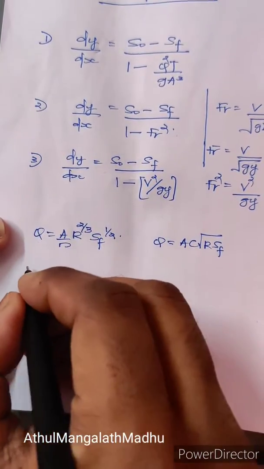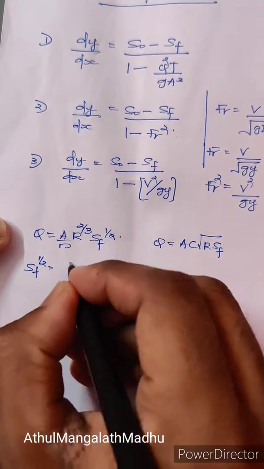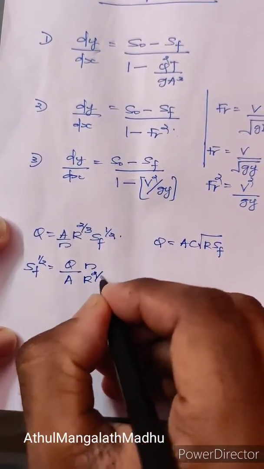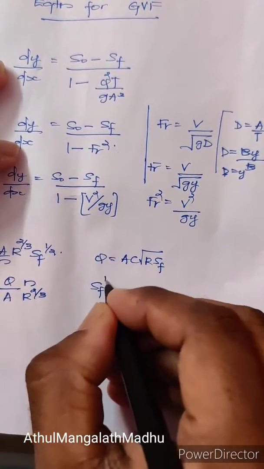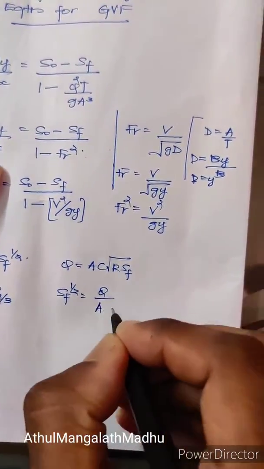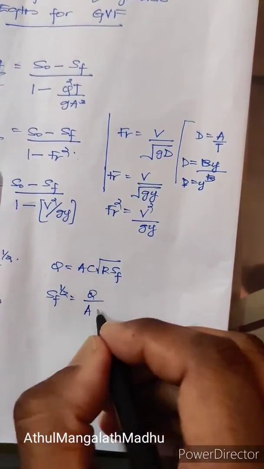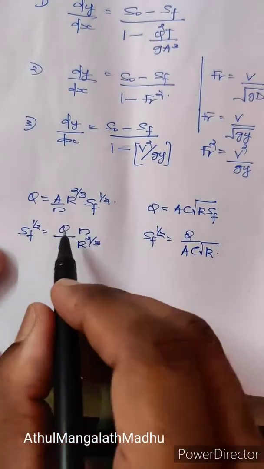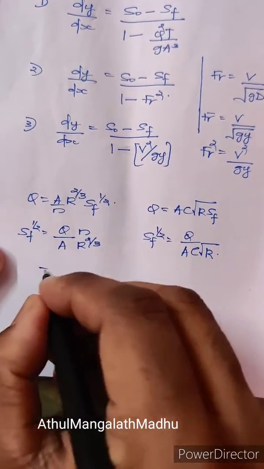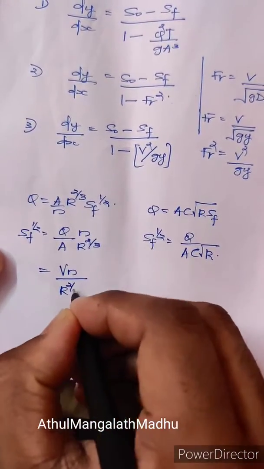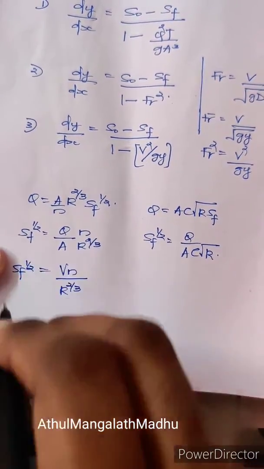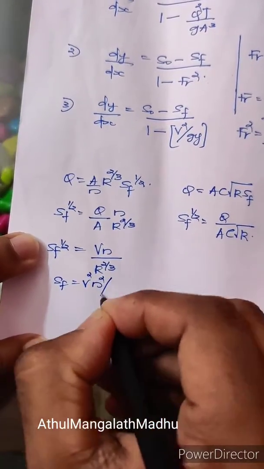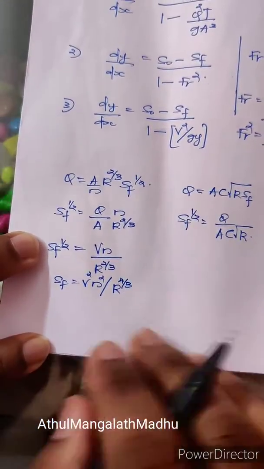If I cross multiply, I get Sf raised to 1 by 2 is equal to Q by A, n goes there, over R raised to 2 by 3. From the Chezy equation I can write Sf raised to 1 by 2 is equal to Q by A divided by C into root of R. Now this Q by A is velocity, so I can convert this to velocity. So I'll get V n by R raised to 2 by 3. This is the value for Sf raised to 1 by 2. If I square it, I get Sf is equal to V square n square divided by R raised to 4 by 3, squaring on both sides.